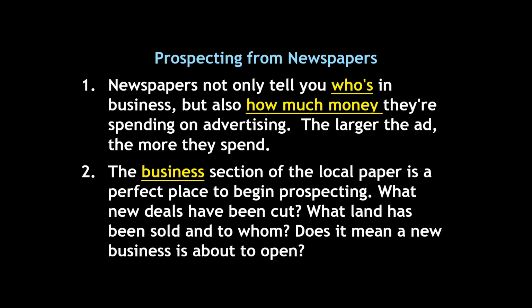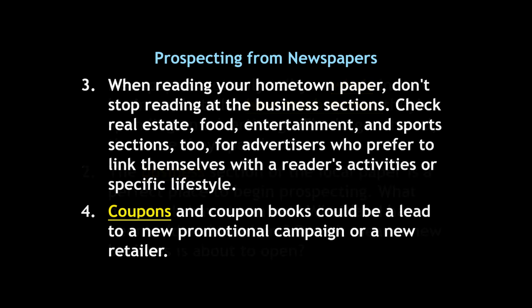When reading your hometown paper, don't stop at the business sections. Also check real estate, the food section, entertainment, sports sections for advertisers who prefer to link themselves with a reader's activities or specific lifestyle. This is also a place where you can find different types of companies. Food, you might be able to find grocery stores or restaurants. Real estate, you can contact mortgage brokers, real estate agents.